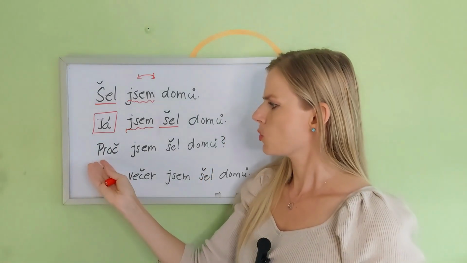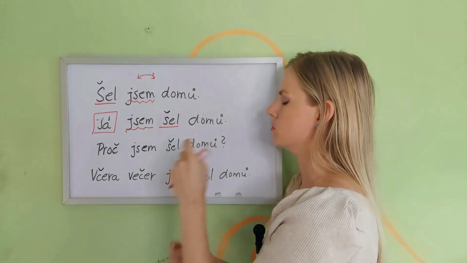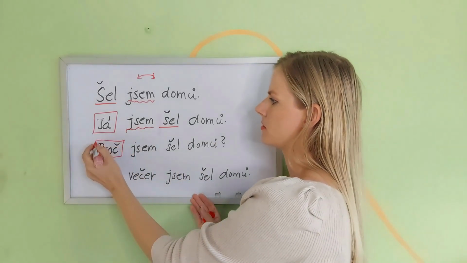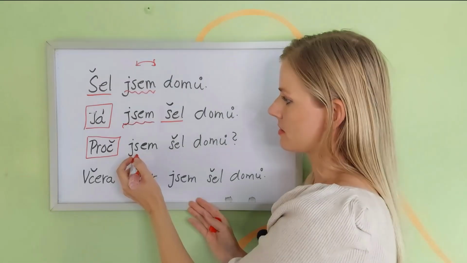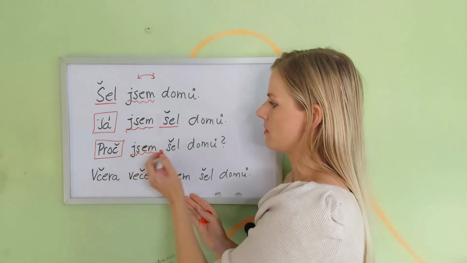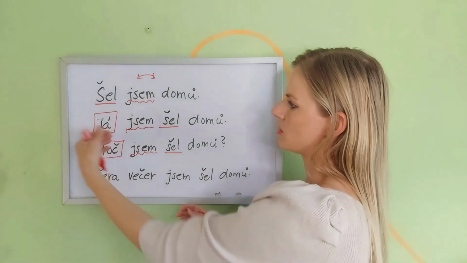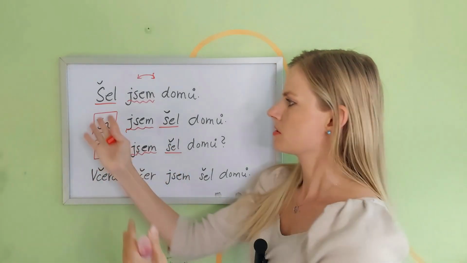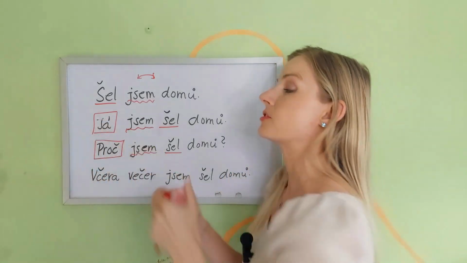Or you want to ask, why did I go home? Proč jsem šel domů? Proč? We put it right here. And because there is already another word, jsem will come right after, and šel, the main verb, will be here. The word order will actually be the same as the previous one because the structure is the same. There is something else in the first position.